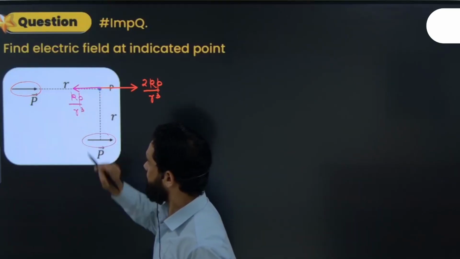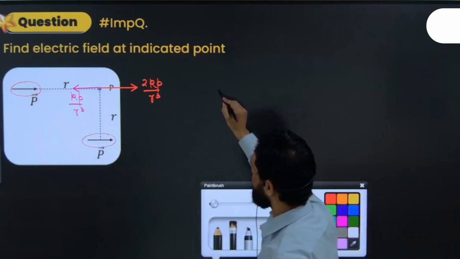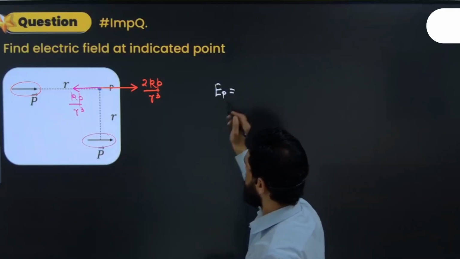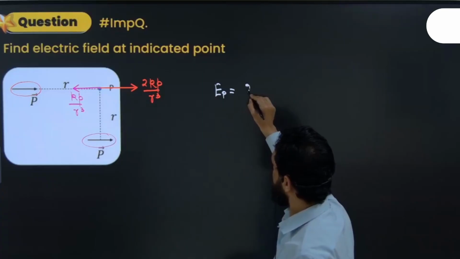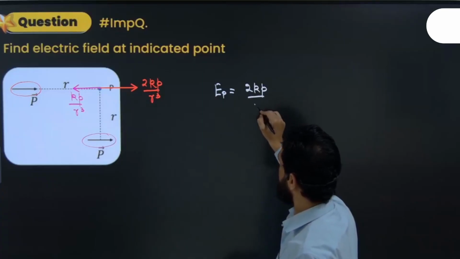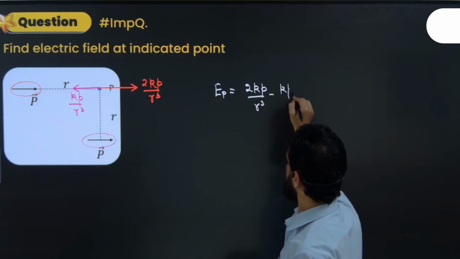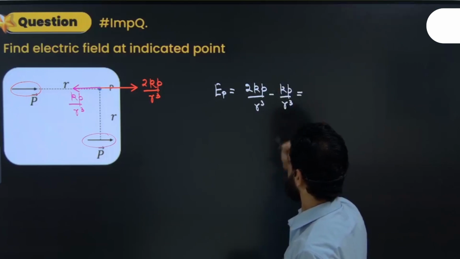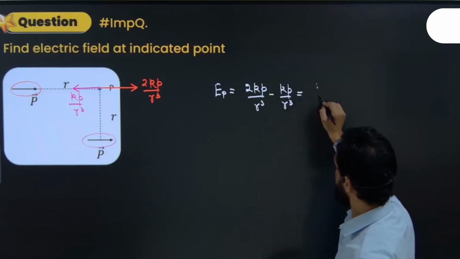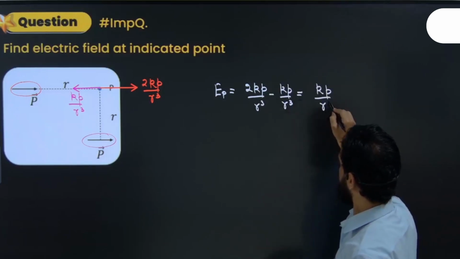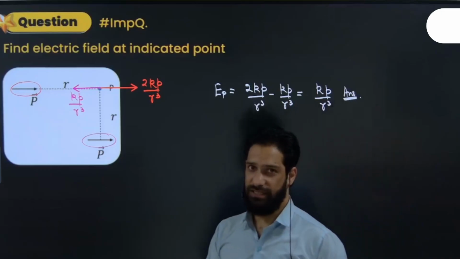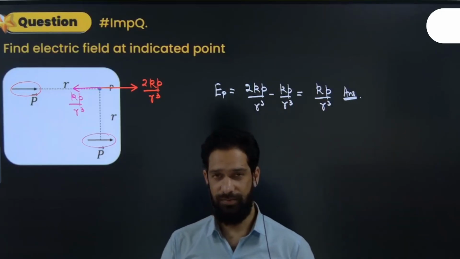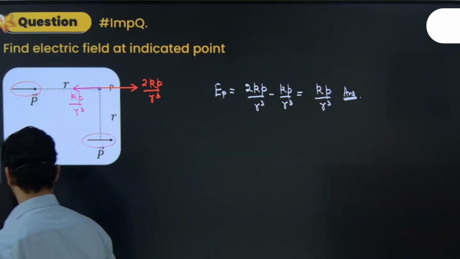So how much is the net electric field at the point? Since electric field is a vector, one is forward, one is backwards, so it is given by subtraction of them, 2kp by r cube minus kp by r cube. And now your answer is kp by r cube. This is the result. I hope it is clear. And the discussion of electric dipole, I would like to end it here.